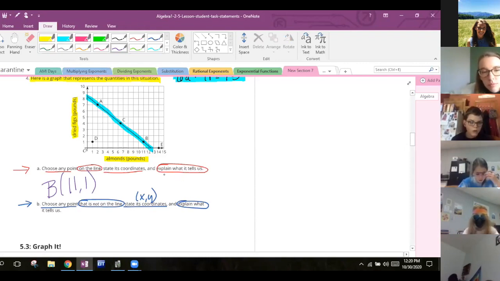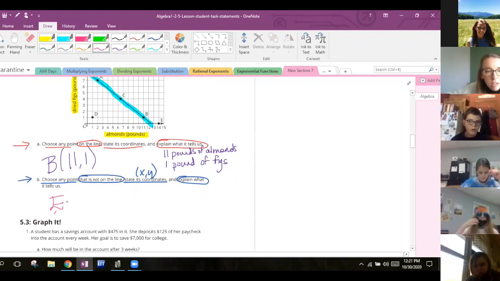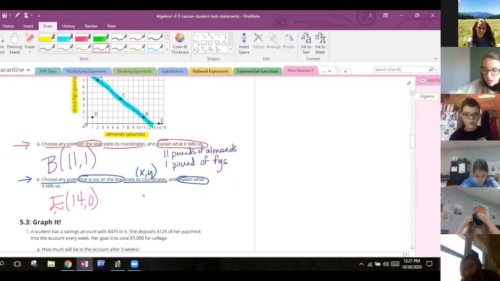There's 11 almonds and 1 fig pound of pounds. I'm not sure if that's right or not, but yeah, 11 pounds of almonds and 1 pound of figs. Good. Okay. Moving on to number 2. It says choose any point that is not on the line, state its coordinates. 14-0. Okay, so you chose point E. 14-0. And someone tell me what this point means in this situation.